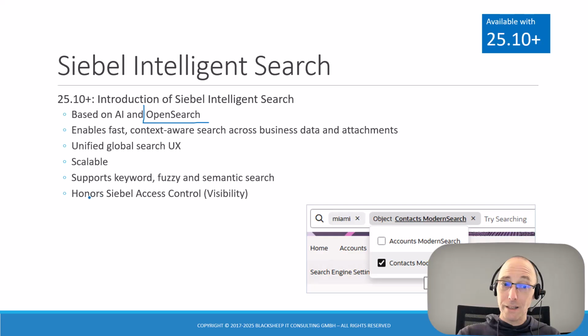And of course, the big thing about this, because you can always dump the Siebel data in the search engine, but you lose the access control, the Siebel visibility, position, team-based, you know that. So this, of course, is honored and enforced at all times. So users only see what they see in Siebel. And that's the big deal about Siebel search in general.